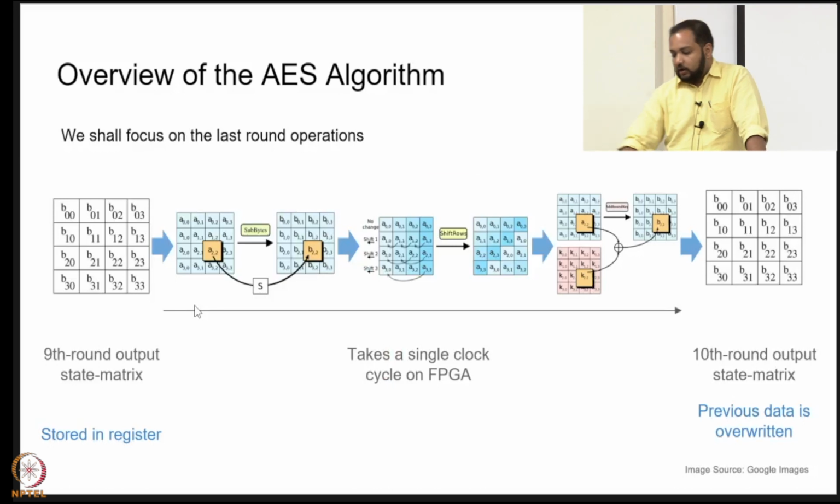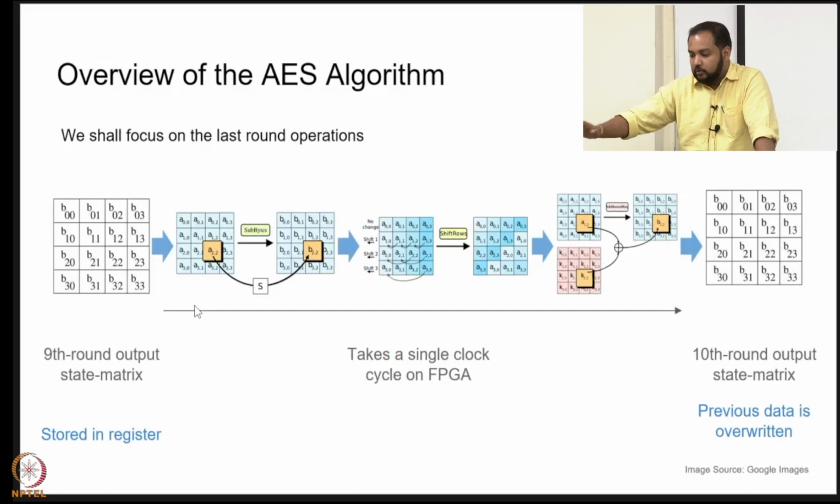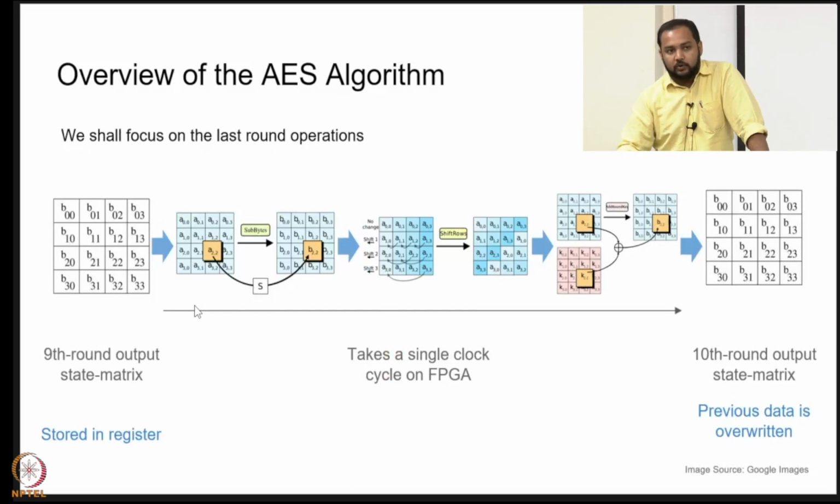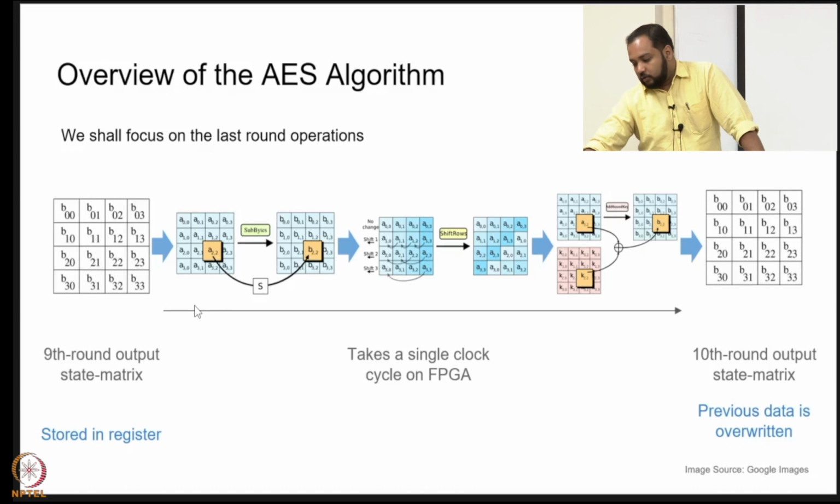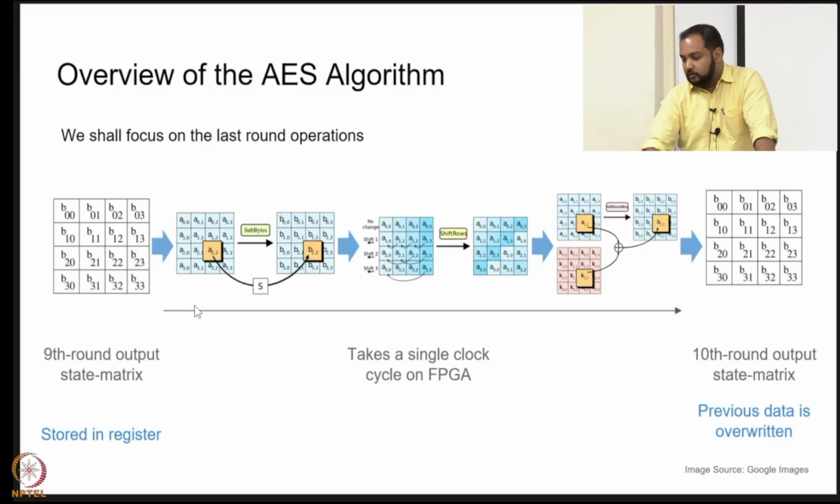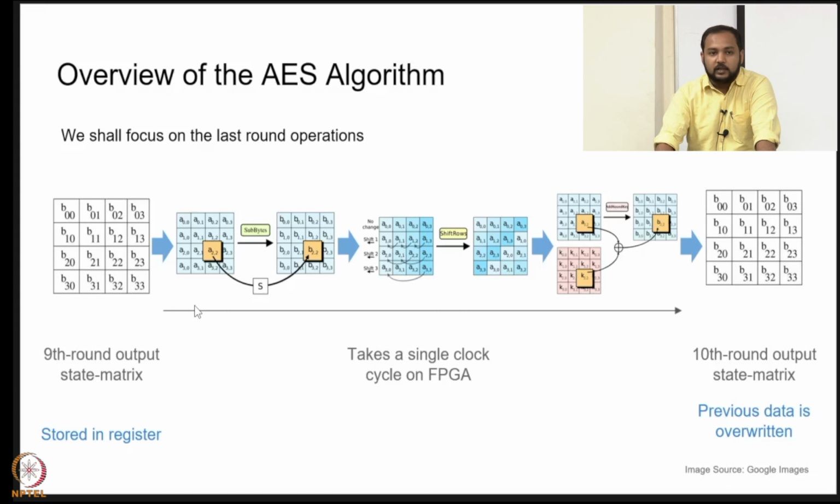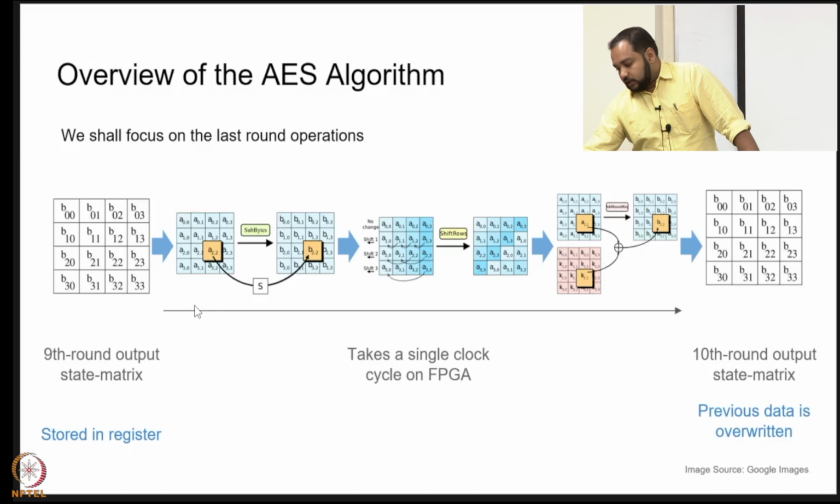Now if we look at a single cycle of this AES algorithm, from the 9th round output to the 10th round output, the 10th round output is obviously the ciphertext. It goes through all these steps: from the 9th round output, there is the sub byte operation, then the shift row operation, and then the add round key operation. This whole thing takes a single clock cycle on an FPGA. We are referring to a normal FPGA implementation here, so overall this takes a single clock cycle.